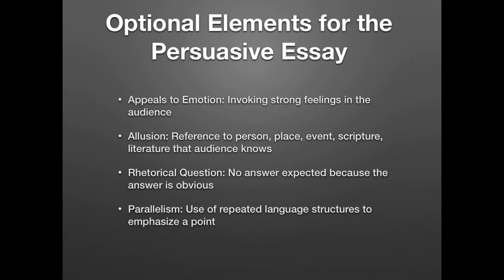So these are optional elements for your persuasive essay. The mandatory stuff you gotta have is an excellent concession of the opposition, a clear call to action, and logical appeals to reason. These optional elements can be nice to have though. You could use appeals to emotion, and that entails invoking strong feelings in your audience using emotional language. Another option would be the use of allusion. An allusion is a reference to a person, a place, an event, a scripture, or perhaps even literature that your audience would know, and that would lend some credibility and maybe even some gravity to your perspective.